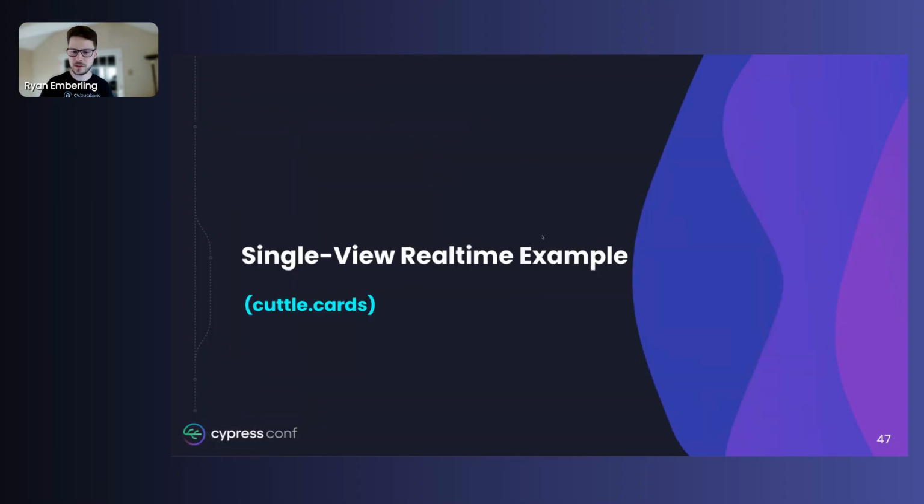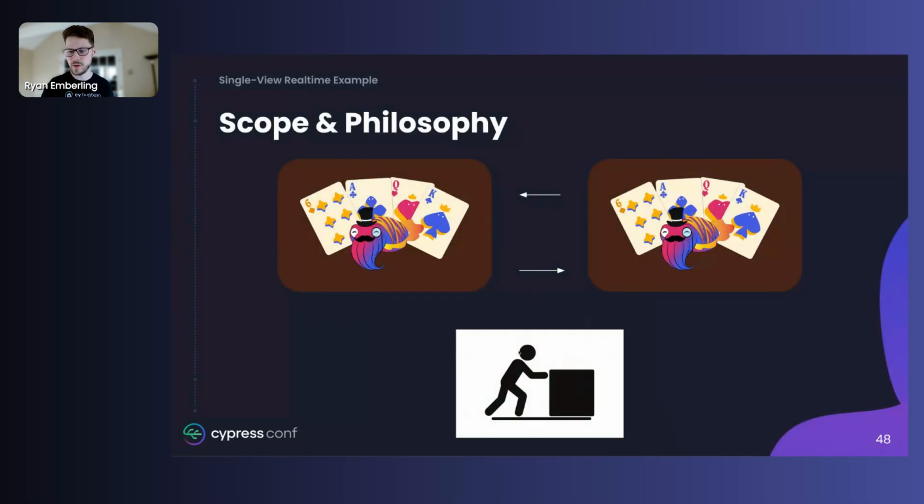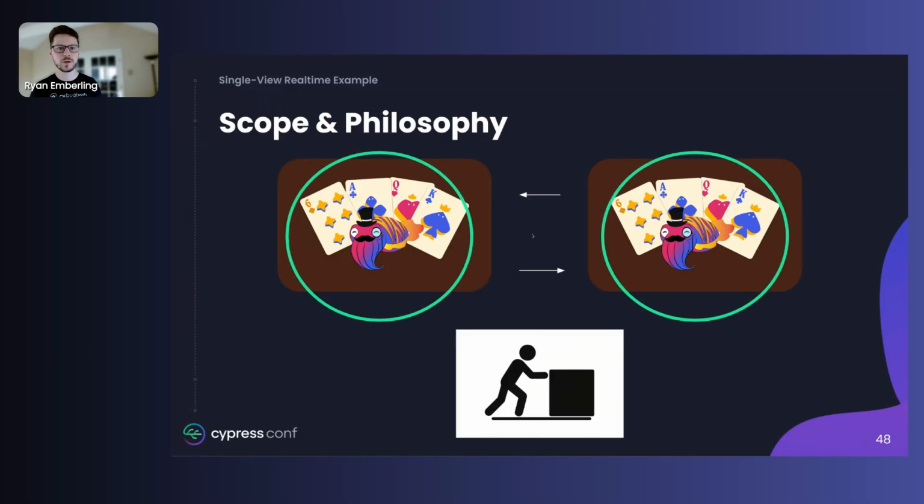Now with that, let's take a look at a real-time example in Cuddle, which, to remind you, uses push-style updates. So this is like one user makes an update and then immediately the other one can see it. And here we're going to use a single view approach where we're just testing from a single user's perspective.